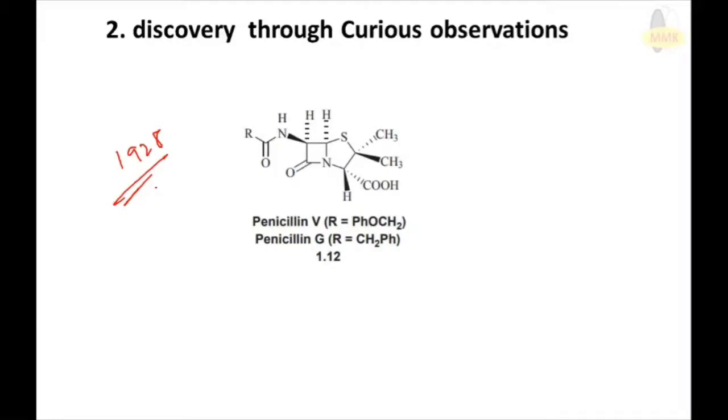okay, commercial production started in 1935, and the structure of penicillin was solved by 1938, and in 1942 the entire team was awarded the Nobel Prize. Okay, so it is only through curious observations. Whenever we are doing any scientific experimentation, observation is what differentiates scientists from a lab worker. So this is one example of how curious observations can discover a drug.